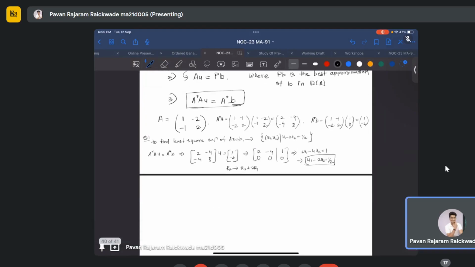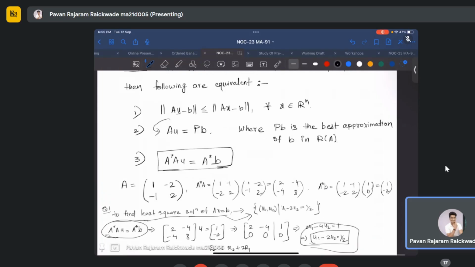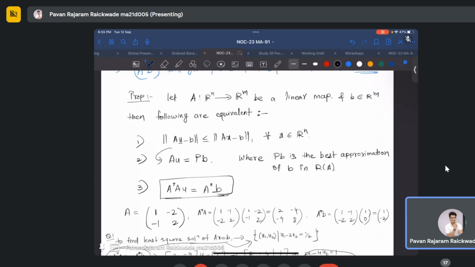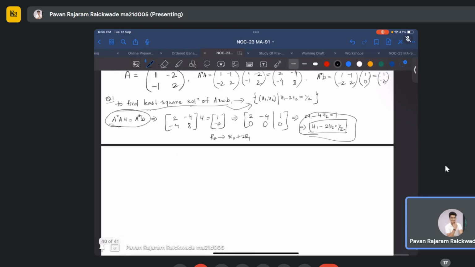So the initial question to find the least square solution of Ax equals to B gave us this set, and even the solution of this equation A star AU equals to A star B also gave you the same set. So this is what this proposition says: finding a solution of any of these three equations 1, 2 or 3 is the same. Okay, so this is magical, right? Ax equals to b need not always have a solution, but A star AU equals to A star b always has a solution.